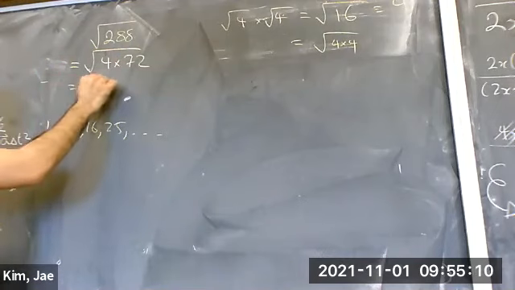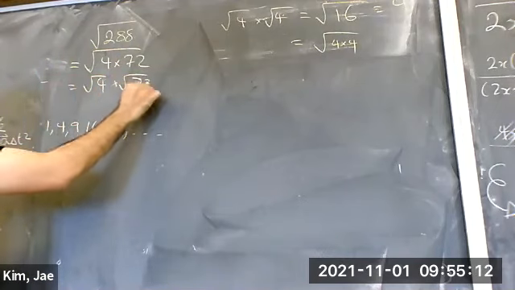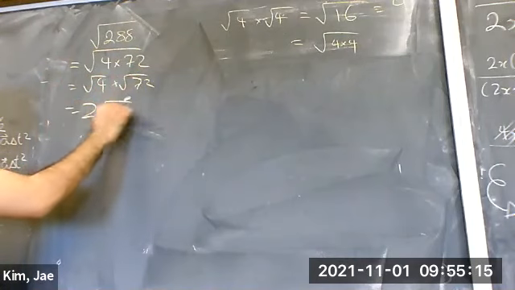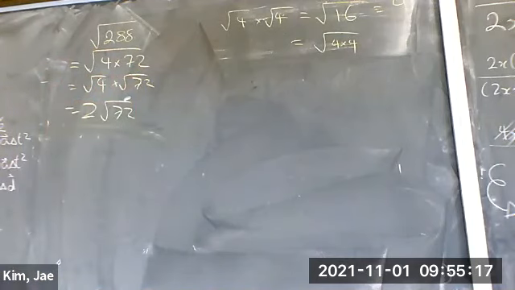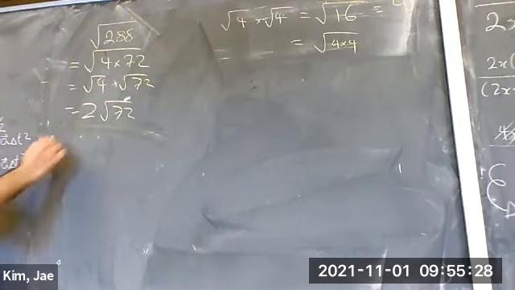But that can be rewritten in separate square roots. So this is going to be square root of 4 times square root of 72. Keep going. Big numbers, 36. Yeah, 36.